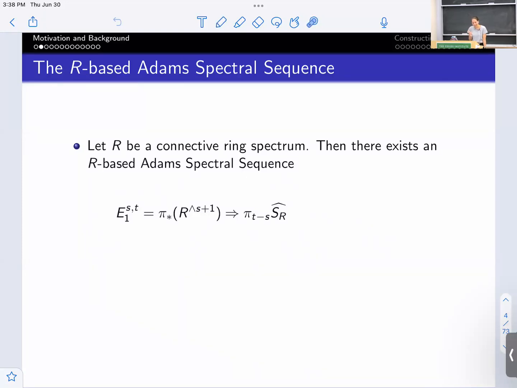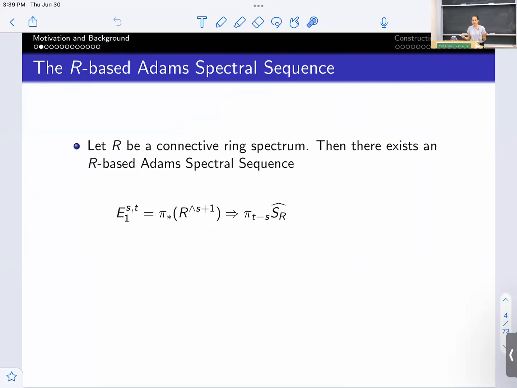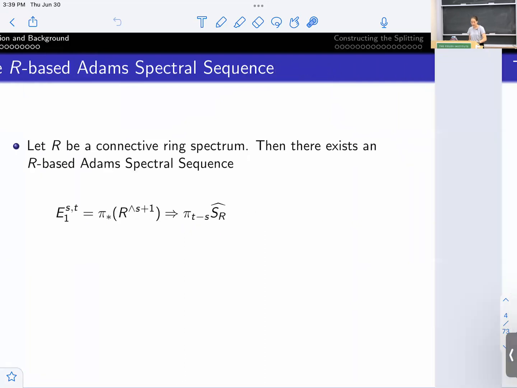Okay, so the E1 page, which is hopefully right side up for all of you now, consists of the homotopy groups of R smashed with itself many times, and that should converge to the homotopy groups of the R-completed sphere. So some sort of approximation of the homotopy groups of the sphere that depends upon the choice of R. And if this is the E1 page, presumably we would want to know about the E2 page next.